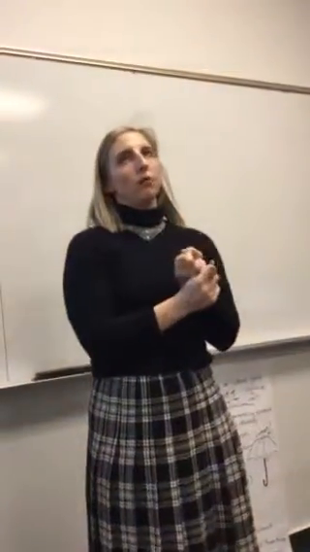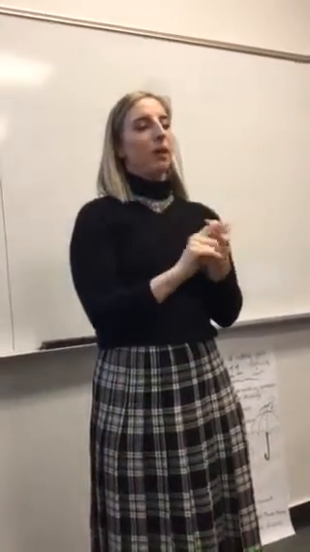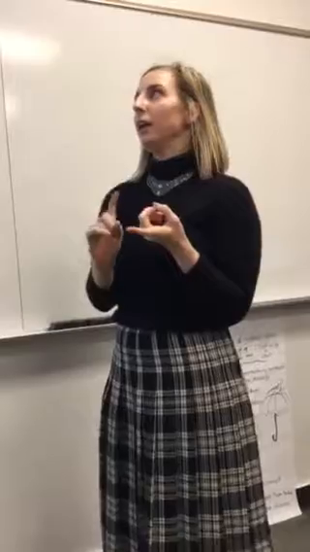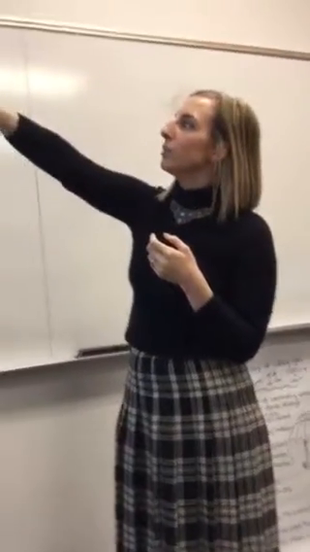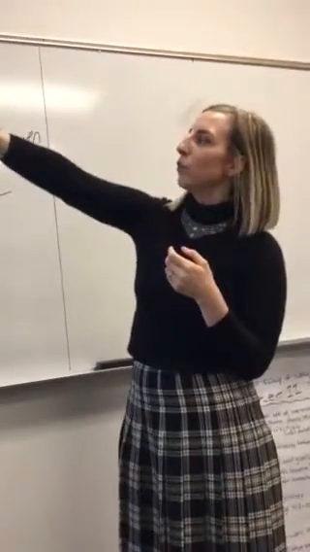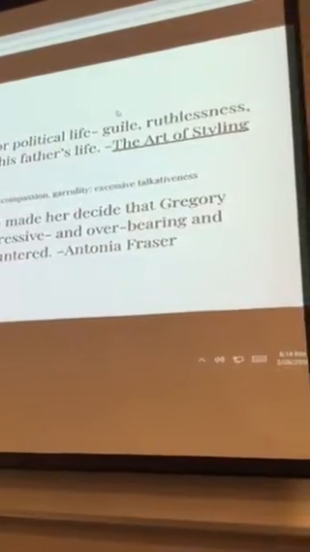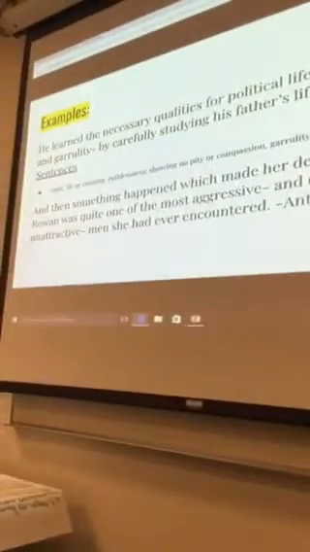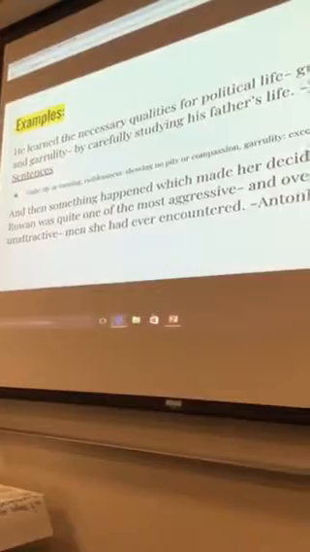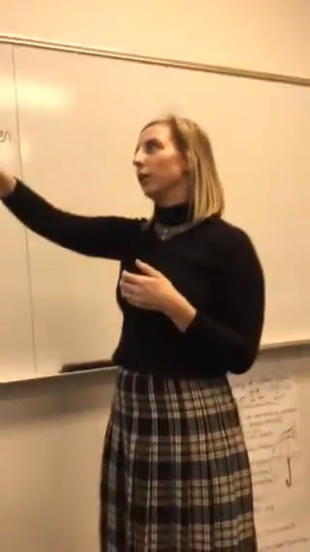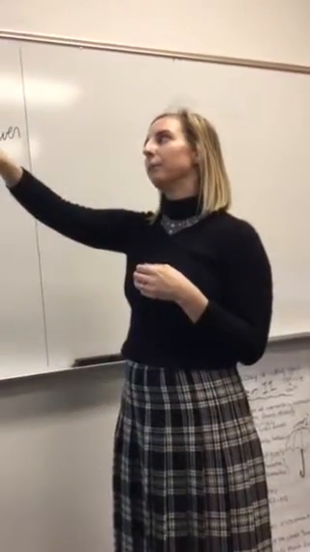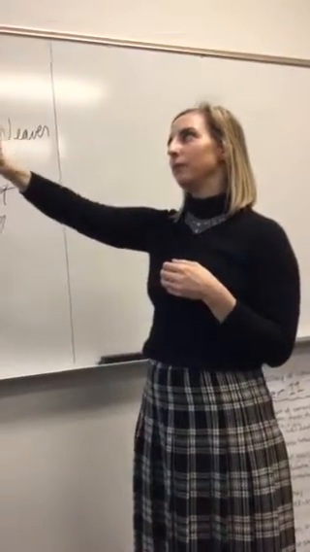So basically for this, going off of that tip that appositives are renaming and modifiers are, I think, explaining, this is giving you an explanation of what the qualities were. So guile, which is sly or cunning, ruthlessness, showing no pity or compassion, and garrulity, excessive talkativeness, which I thought was kind of great. That's kind of explaining what those qualities are, and that's why it's an appositive.